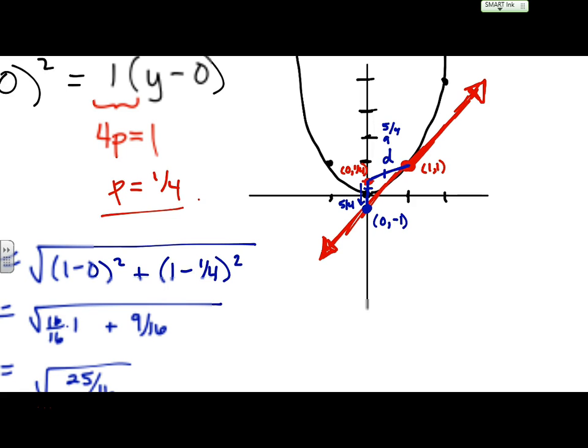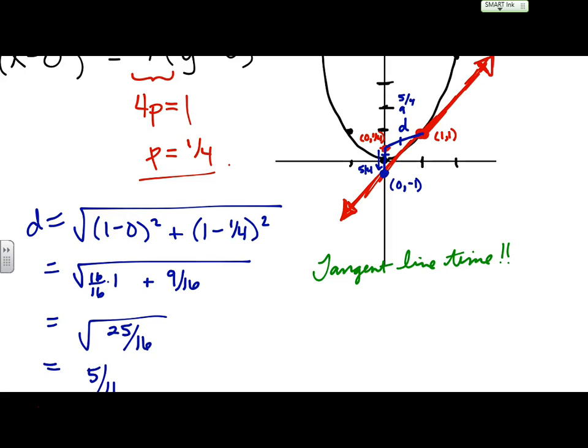So now what can we do to make the equation of our tangent line? Tangent line time. Point slope: y minus y1 equals m times x minus x1. Does it matter which point we choose as long as it's one of the ones on the tangent line? Nope, we can choose either one. Which one looks nicer to plug in? (1, 1) or (0, -1)? Okay, so y minus 1 equals, how are we going to find m though? Exactly, we have these 2 points.